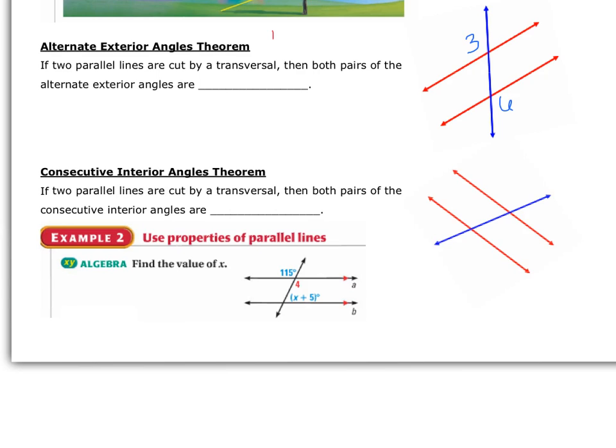We can abbreviate alternate exterior angles, so we don't always have to write that out. Now, again, to reiterate, because it's very important, if the lines aren't parallel, all we can do is name them. Right now, my lines aren't parallel. However, what we're learning today is if the lines are indeed parallel, then both pairs of your alternate exterior angles are, what do you think? Congruent.